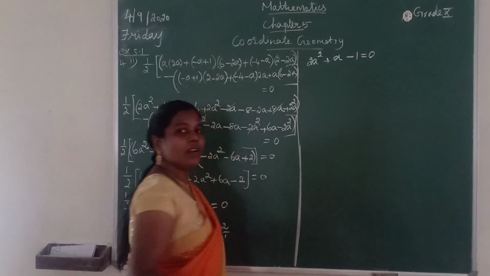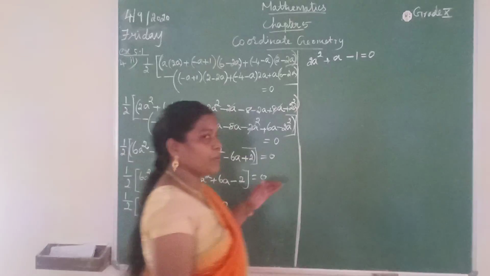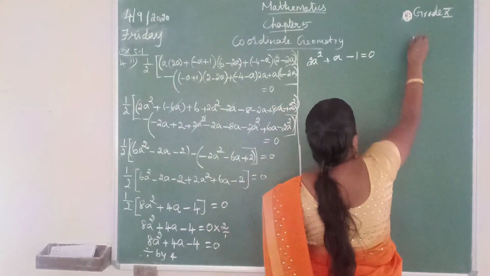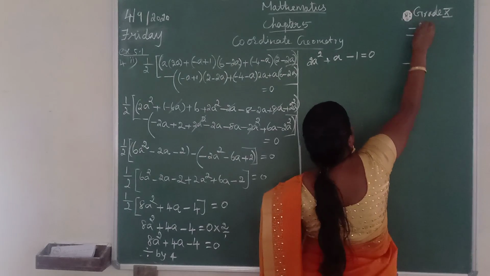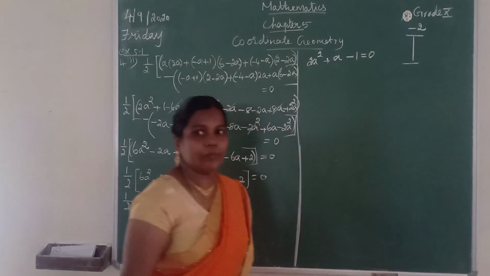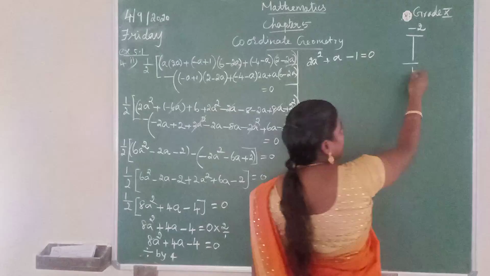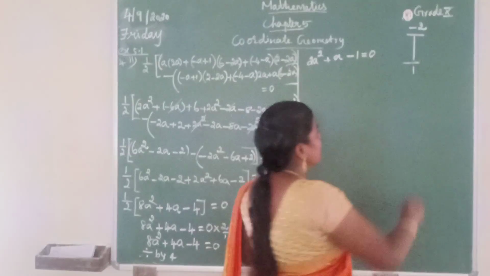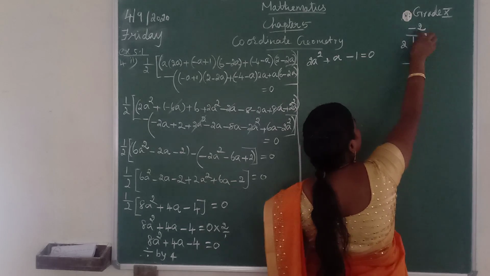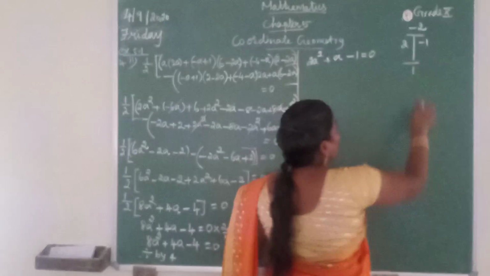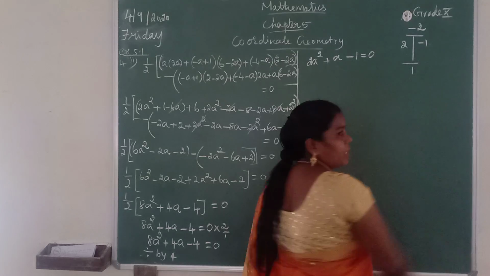Now it has become a quadratic equation. Okay, let us factorize using the split method. So product is 2 into minus 1 is minus 2 and the sum is 1. Okay, what are the numbers? Just guess the numbers. 2 and minus 1. 2 into minus 1 is minus 2. 2 plus minus 1 is 1 we get.